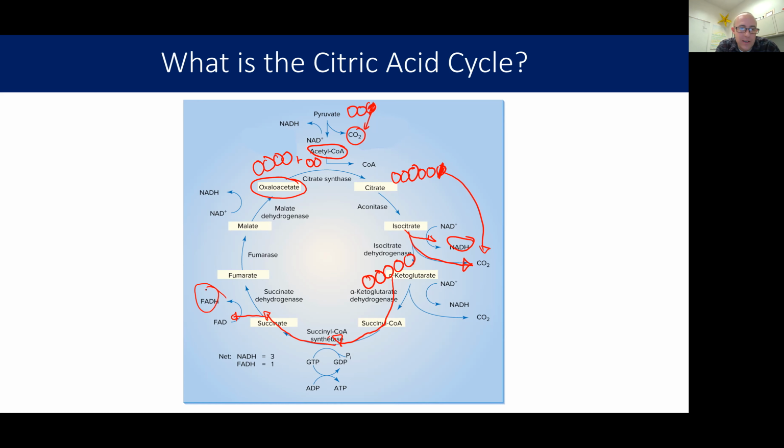Now, sometimes in books you might see it listed as FADH, FADH2. Sometimes you'll see NADH plus H plus. I'm not going to get too technical on this. If you see an H on the NAD, that means it has an extra electron. Just assume it's full. If you see an H on the FAD, assume that it's full of electrons. If you don't see an H, assume it's empty of extra electrons.